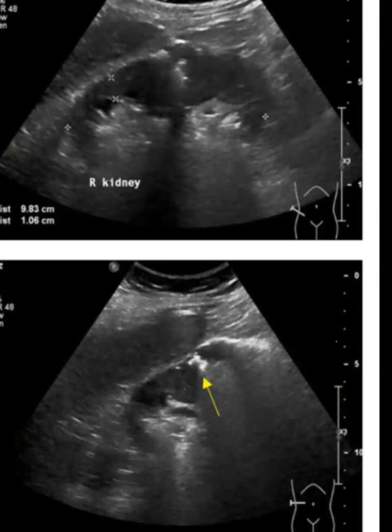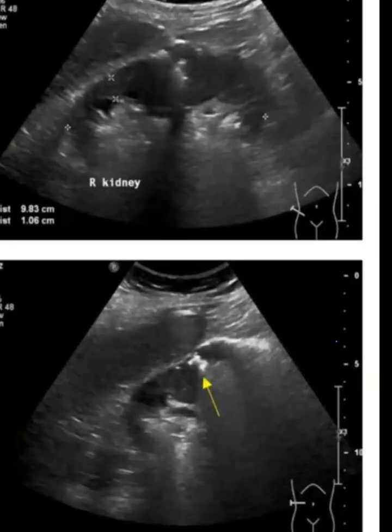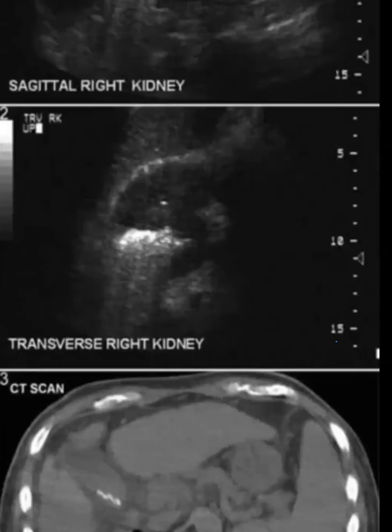What is the diagnosis here? These are gas shadows. Yes, it is emphysematous pyelonephritis. It is very difficult to pick up on ultrasound, but when you see the CT scan, you can see the air. So it is emphysematous pyelonephritis.